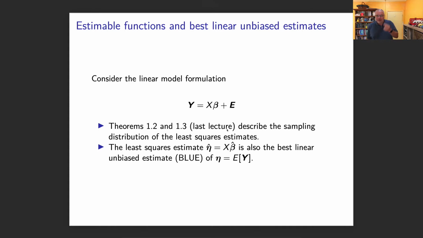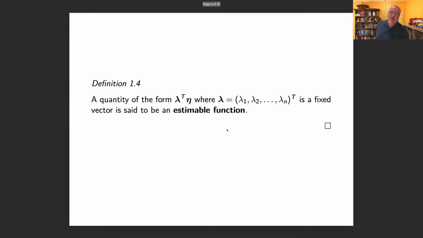So linear means it's a linear combination of random variables. Unbiased means that the expected value of our eta hat will be eta. What do we mean by best? We mean that it has the smallest variance. So to do this, we're going to introduce some notation.